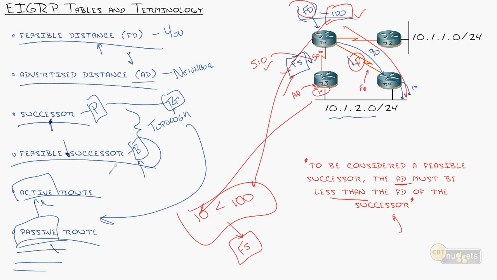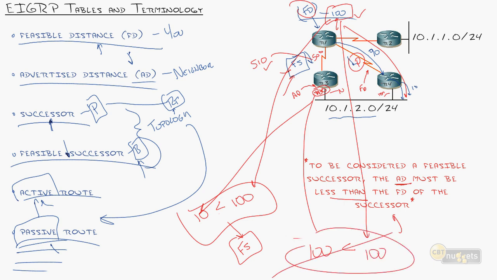Questions. Well, okay. What do you mean, Jeremy? So are you saying, what if this was a cost of 100? Let's say this is 10 meg Ethernet, and this is gigabit Ethernet, or 100 meg Ethernet, or whatever. So this is a cost of 100. Let's play that scenario. Okay, this is a cost of 100. Is his advertised distance, which is now 100, less than the feasible distance of the successor? And the answer is no, it's not. It's equal to. And that does not mean this rule is valid. So this one does not become the feasible successor.